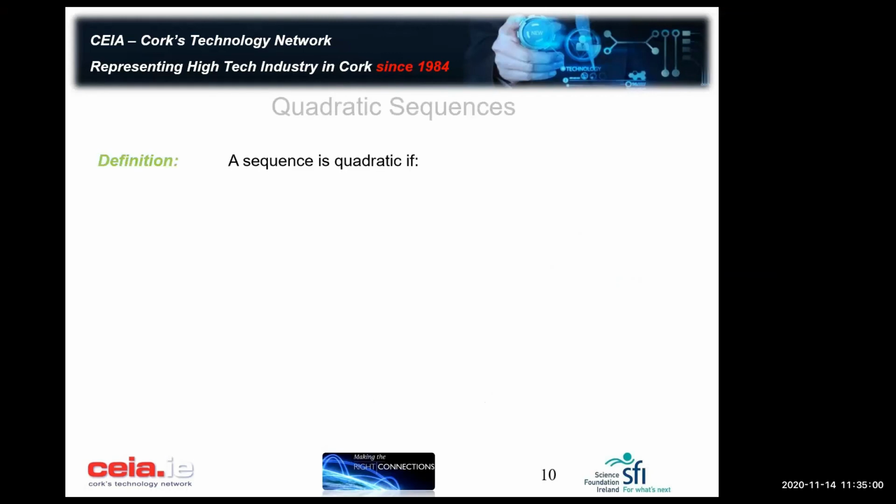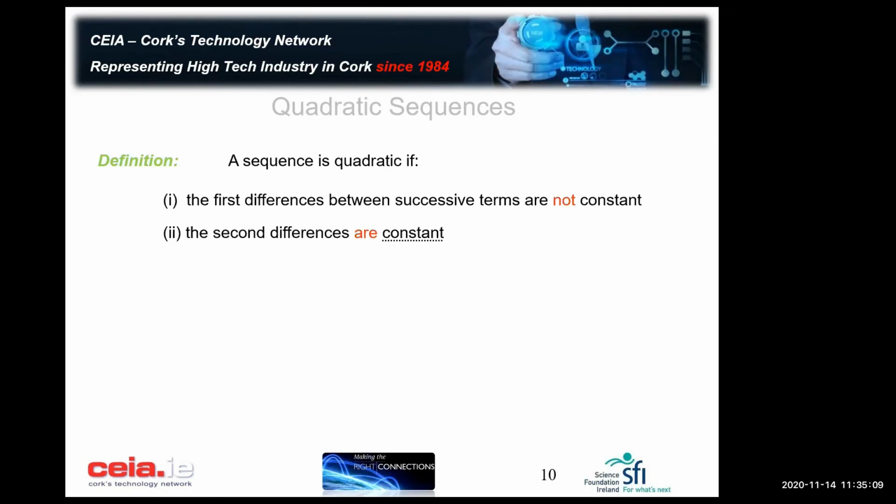So a sequence is quadratic if the first differences between successive terms are not constant. Remember, for arithmetic terms, it is constant. The second differences are constant, so you get a second difference. The formula for it is T of n equals an squared plus bn plus c, where a, b, c are constants. Now remember, in the arithmetic formula the n didn't have any power, it was power of 1. So here an squared will tell you straight away it's a quadratic sequence.